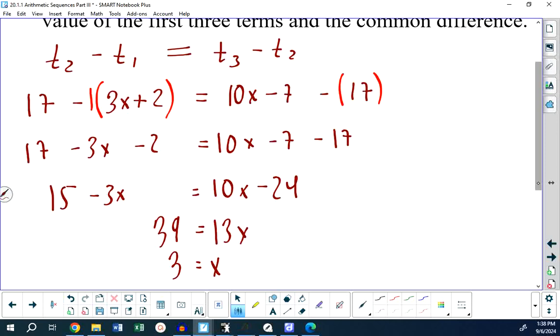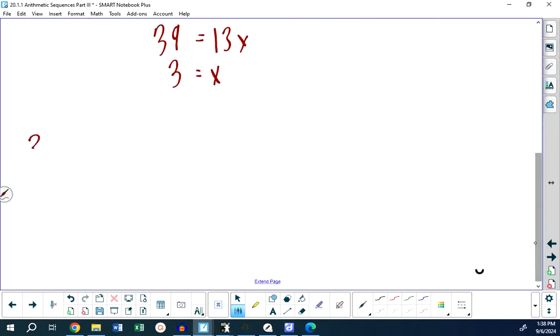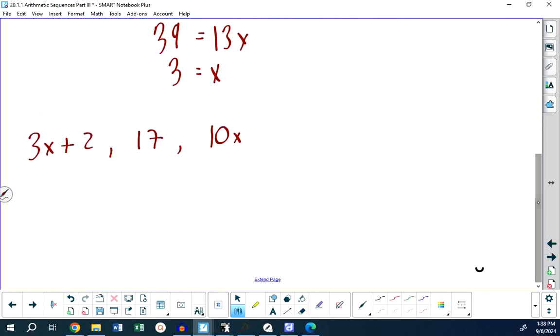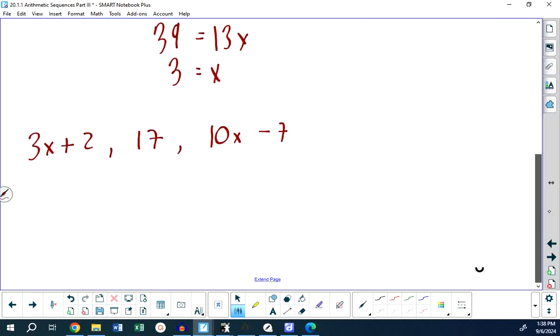All right, well, let's take a look at the original sequence. The original sequence was 3x plus 2, comma, 17, comma, 10x minus 7. I want to make sure I've written that down correctly. Yep. So what happens when I take x equals 3, which is the solution to the question, and I put that 3 here and here? What do I get? What's the first number I get?